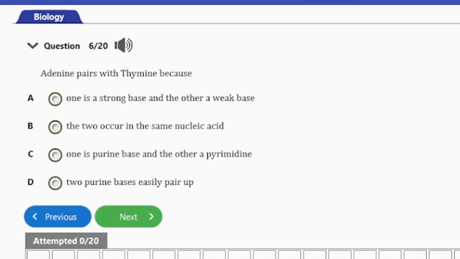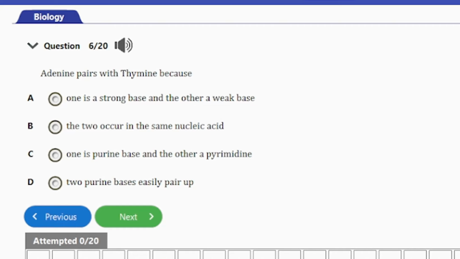Question number 6 here, it says, adenine pairs with thymine because A. One is a strong base and the other is a weak base. B. The two occur in the same nucleic acid. C. One is purine base and the other is pyrimidine. And then D.